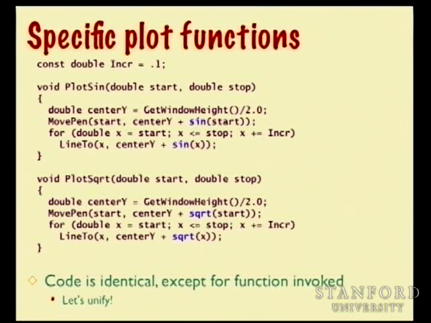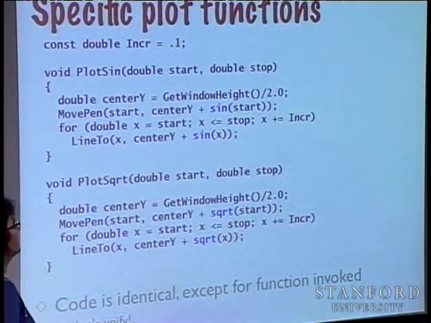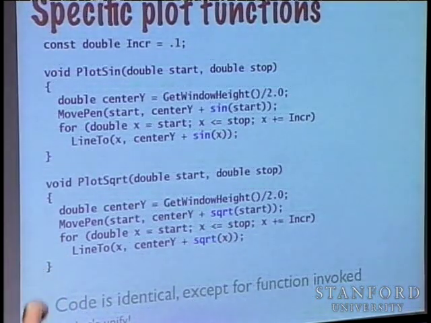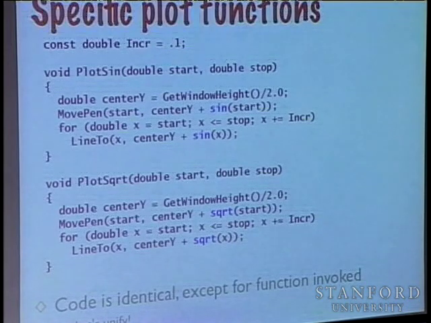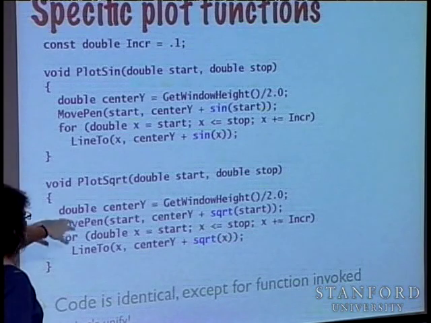They're designed to go into the graphics window, and they're using a very simple pen moving strategy. It starts at a particular location based on what the value of sine is here, and then over a particular interval, at 0.1 of an inch, it plots the next point and connects a line between them. So it does a simple line approximation of what that function looks like over the interval you asked it to plot. The same code is being used here for plotting the square root.